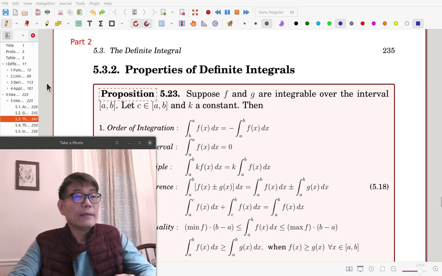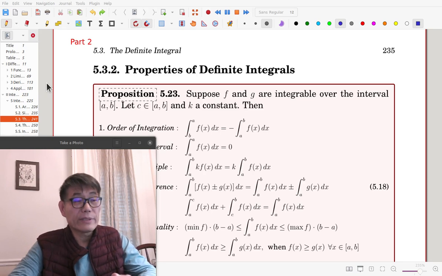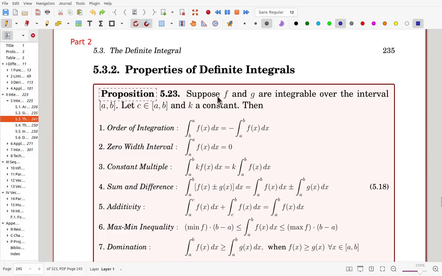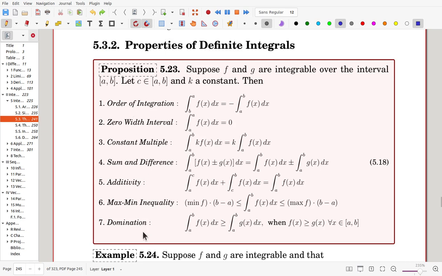Hi, it is the second part of section 5.3, the definite integral. In this part, we'll study properties of definite integrals. We assume both f and g are integrable over the interval [a, b], and c is chosen from the interval, and k is a constant. Then we have these properties.